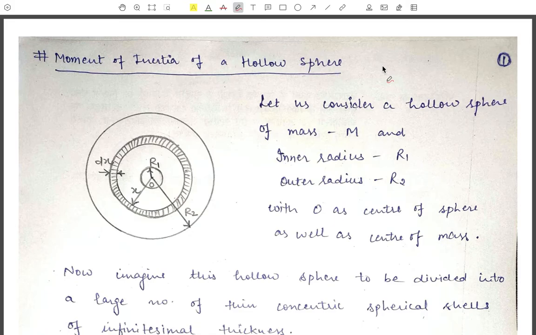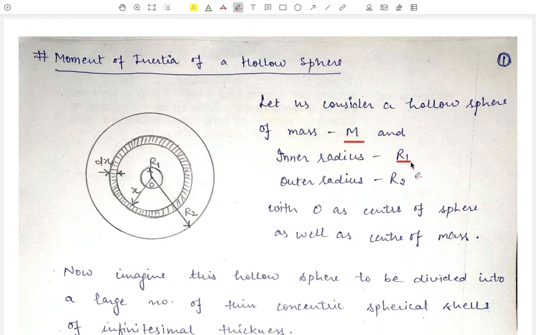Hello everyone. In the previous videos, we have studied the moment of inertia of a solid sphere and of a spherical shell. So today we will study the moment of inertia of a hollow sphere. Let us consider a hollow sphere of mass m, inner radius r1 and outer radius r2, with O as its center of sphere as well as the center of mass here.